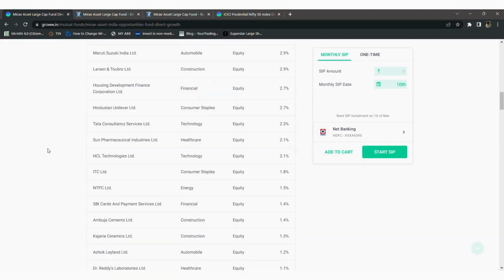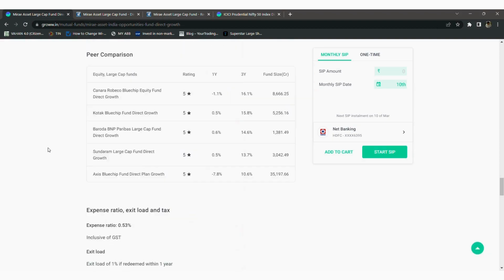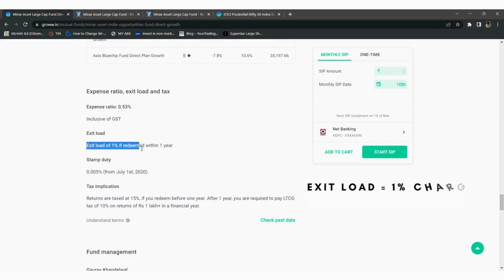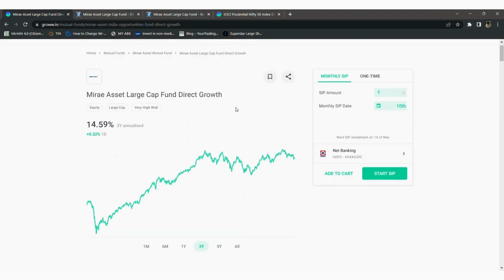Some mutual funds have exit and entry loads. Here if you see, in this mutual fund, we have a 1% charge in case you exit this fund in 1 year. So this is the exit load for this fund. The last part of the mutual fund name is growth, which means this is a growth fund. These types of funds usually invest in companies with higher growth. There are other types of funds like value funds, dividend funds, etc. But the growth fund probably gives more returns than other types of funds.